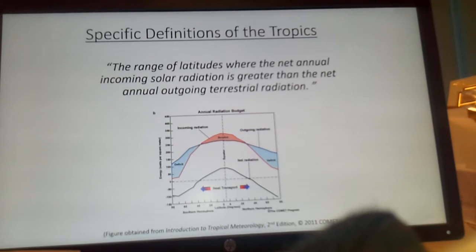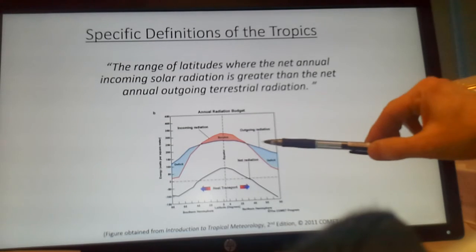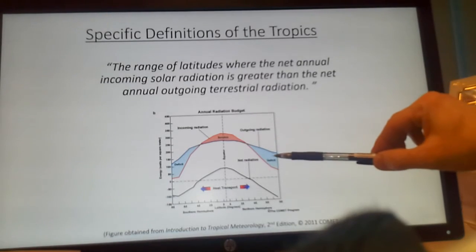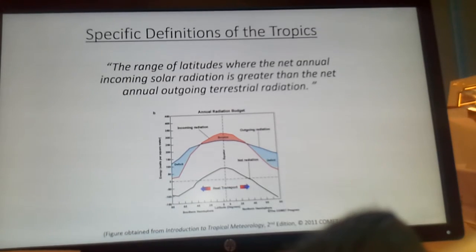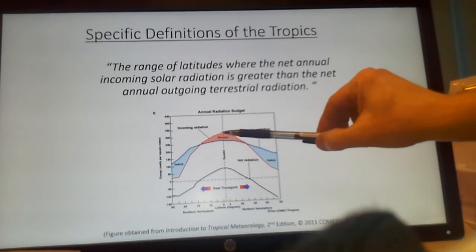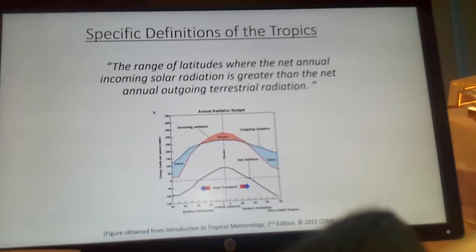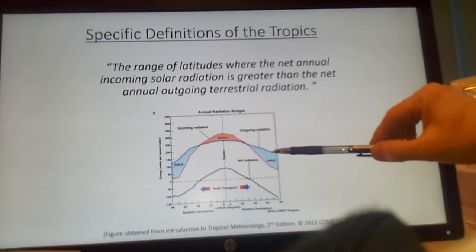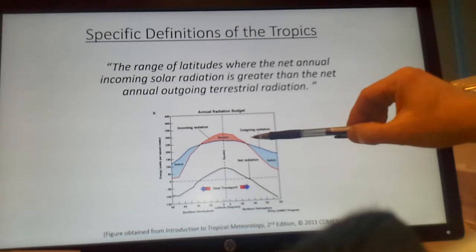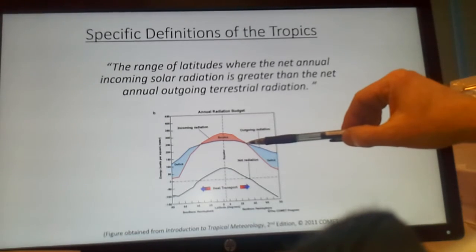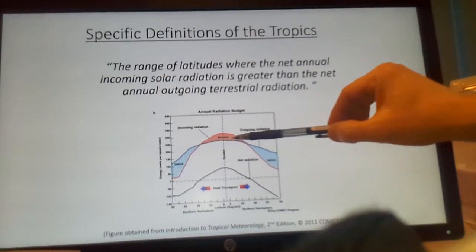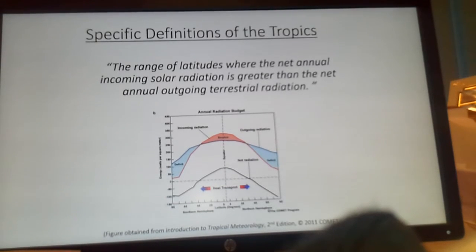Now, another way to look at the globe and the tropics is to identify areas of surplus and deficit in the radiation budget. There is a great surplus around the equator and great deficit at high latitudes. The atmosphere loses much more energy at high latitudes than it gains from the sun, and the incoming and outgoing radiation balance each other at points which are somewhat further north than the Tropic of Cancer and Capricorn.